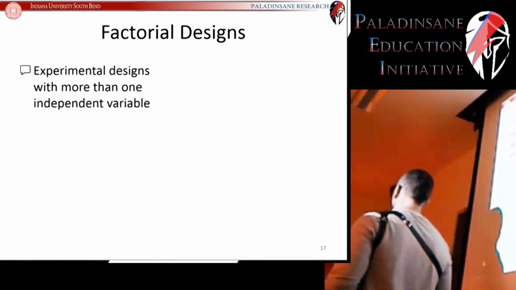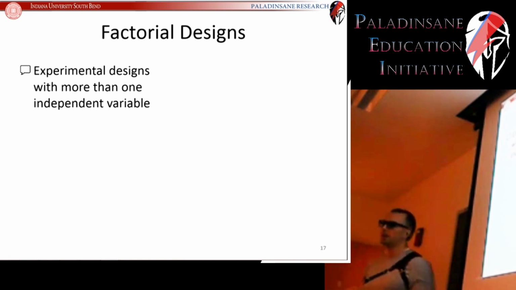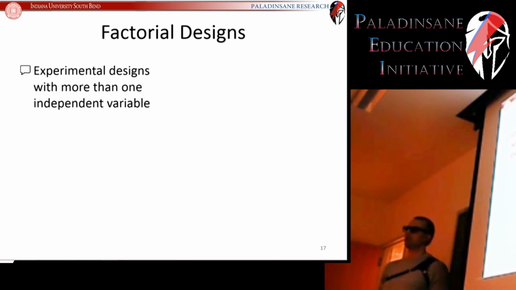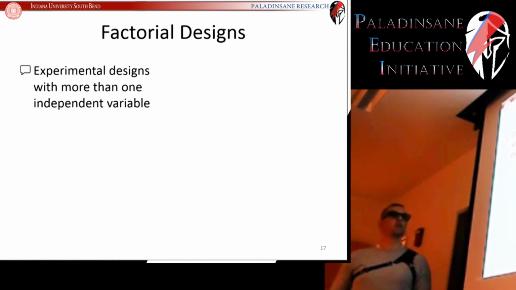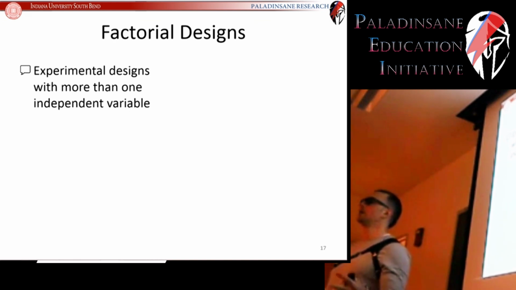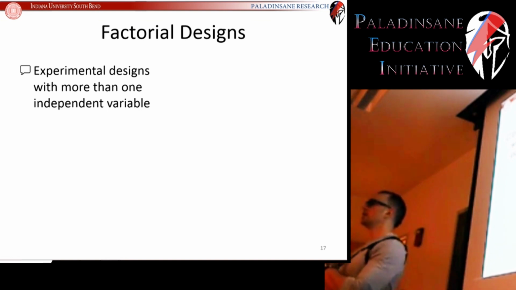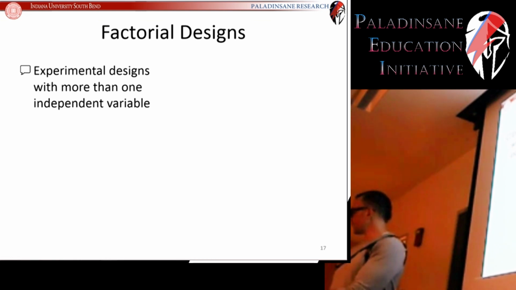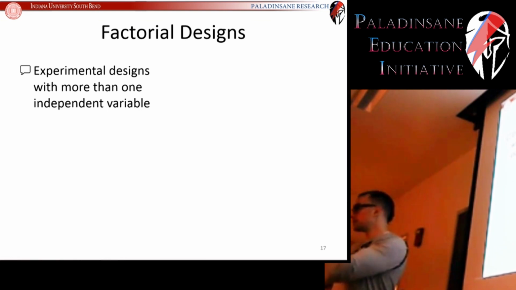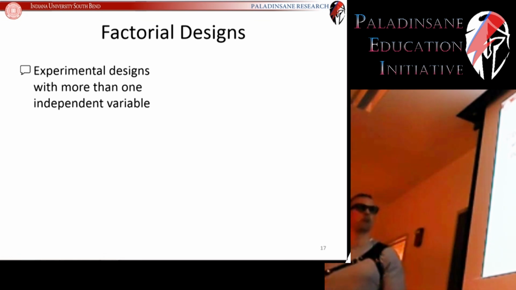All right, so factorial designs. A factorial design is used when you design an experiment that has more than one independent variable. Up until now, we've only discussed experiments that have one variable. For example, in our pre-test, post-test experimental designs, it was TV violence. That was the only thing we were interested in. Does TV violence cause aggressive behavior?